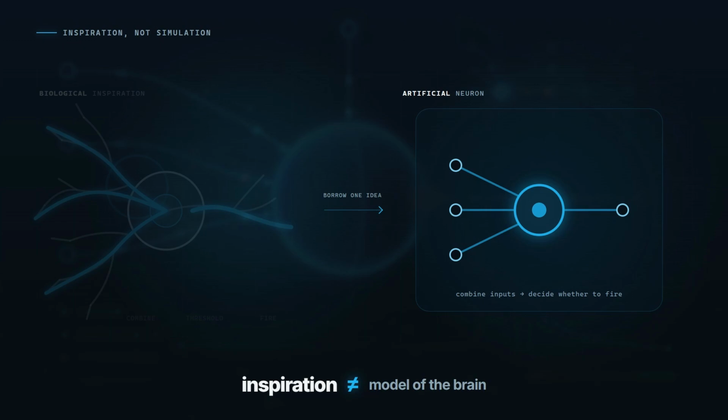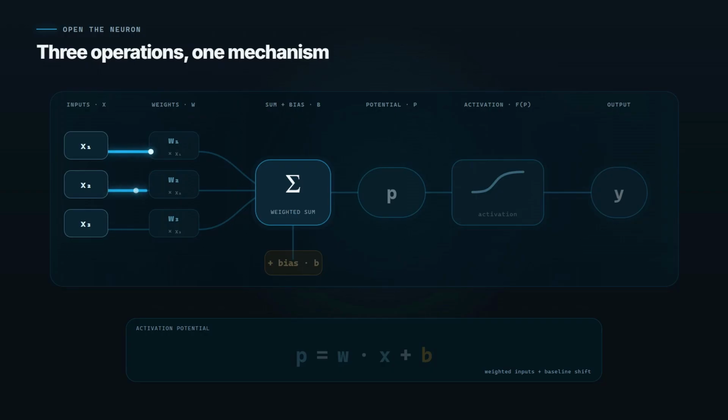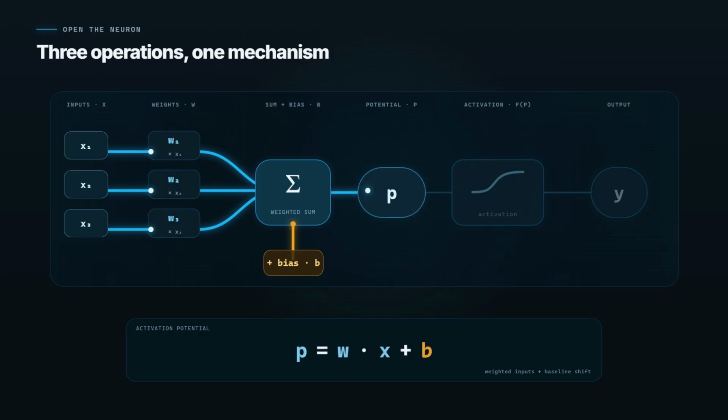Mechanically, it does 3 tiny things. It takes a vector of inputs. It computes a weighted sum, where each weight says how much that input matters, plus a bias that shifts the result. We call that sum the activation potential. P equals W dot X plus B. Then it passes that sum through an activation function to produce the output.